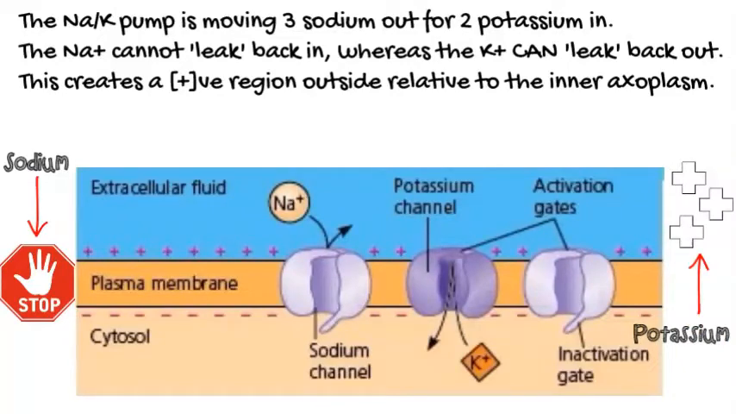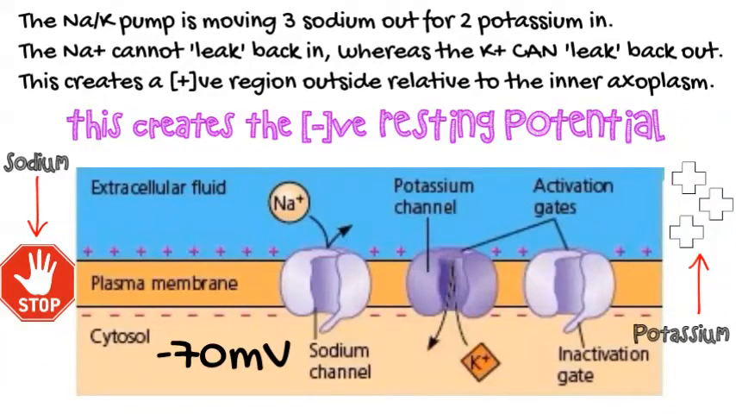This further pushes the charge on the extracellular fluid up, pushing our relative inside to a more negative position. Once this has reached -70, we call this the resting potential. Sodium is pumped out and cannot re-enter. Potassium is pumped in but then leaks out to create this additional relative charge.